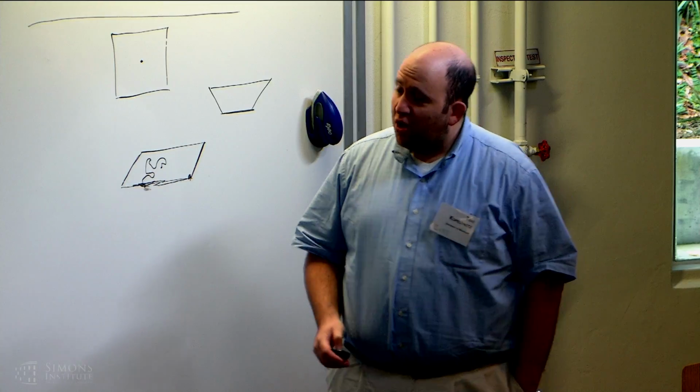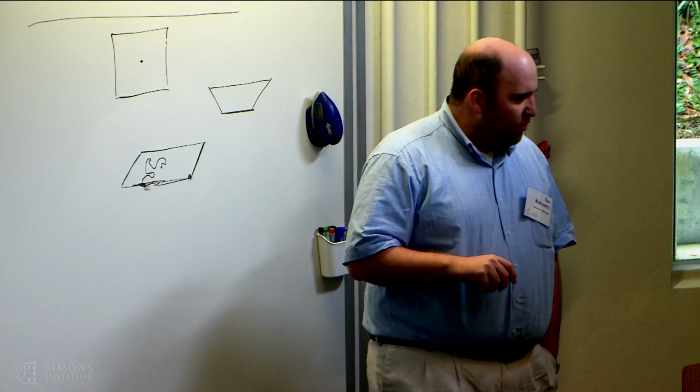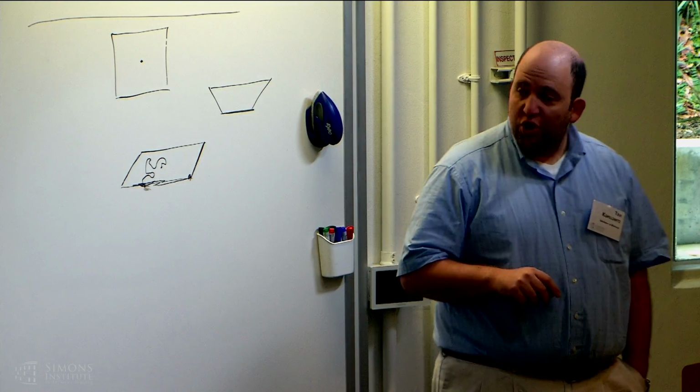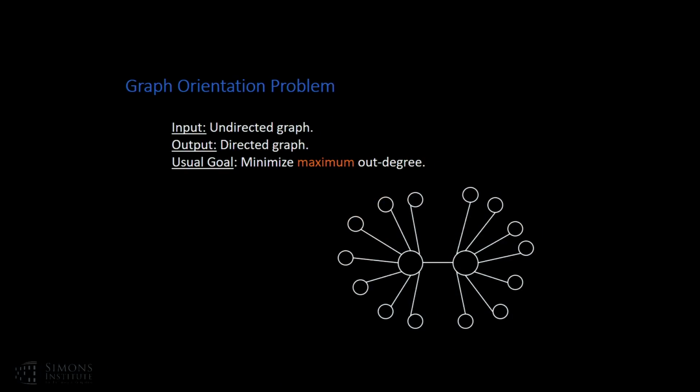Okay, so I'm going to start with a simpler problem than online matching that was mentioned here before, and that's a graph orientation problem. In this problem, we're given an undirected graph, and we want to output a direction for each edge, a directed graph. Typically the goal is to minimize the maximum out degree. For example, we have this graph that has these two centers and a bunch of leaves. Although the two centers have a fairly high degree, we can orient the graph so the out degree is a maximum of 1. It's not too difficult to do.